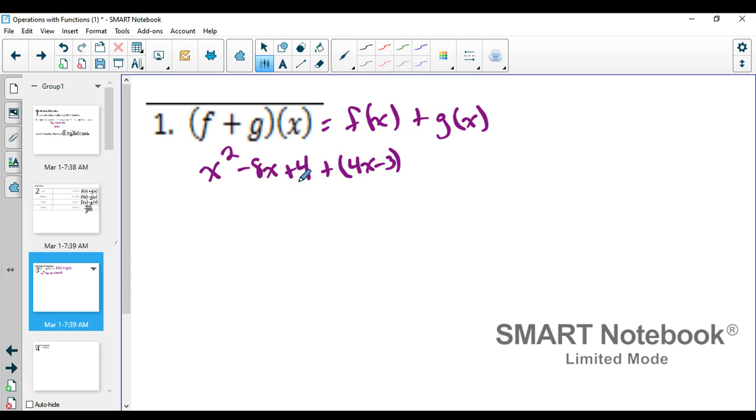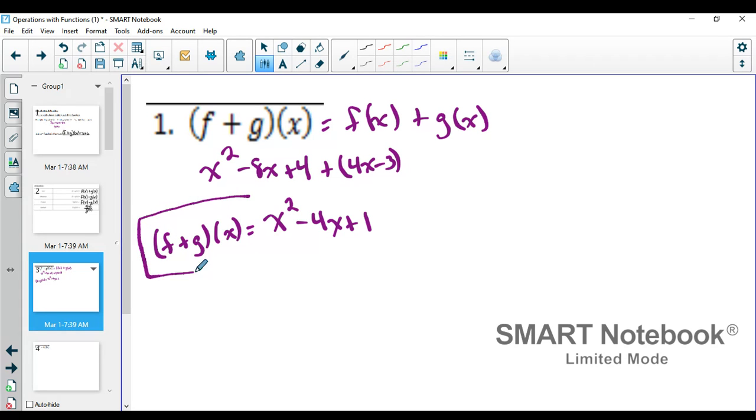So we have f of x and we're adding g of x to it. So now it's just combining like terms. So there aren't any more x squared, so that's going to stay x squared. And then we have negative 8x plus 4x. So negative 8 plus 4 is negative 4x. And then 4 plus negative 3 is 1. And so that is our answer for f plus g of x. So this is our final answer.